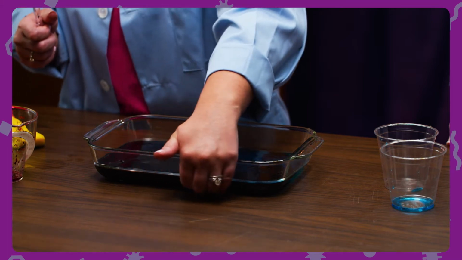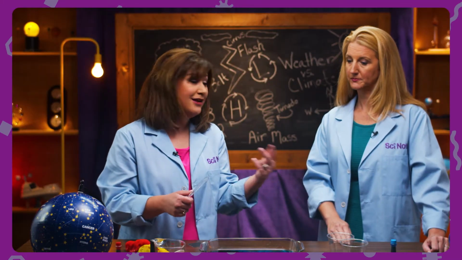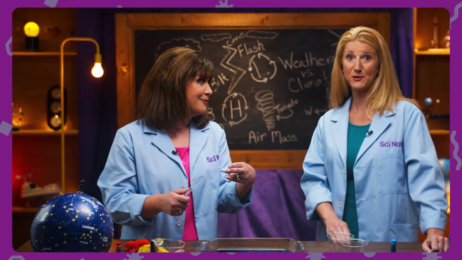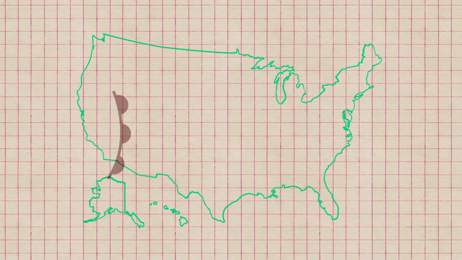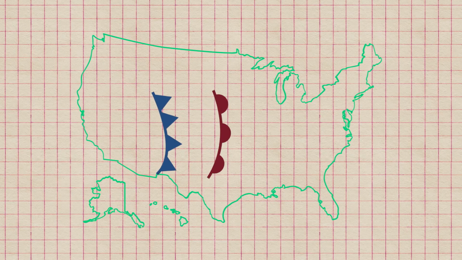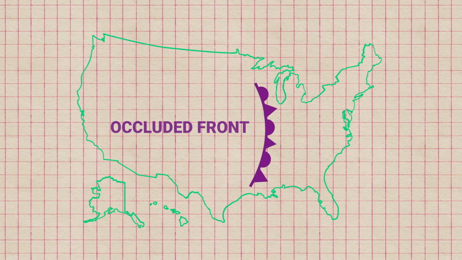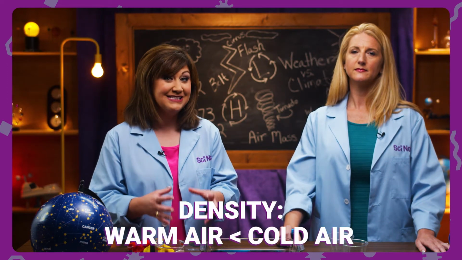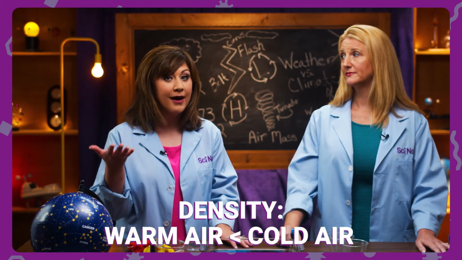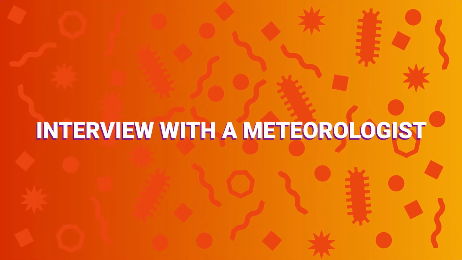That layer in the middle, what happens when you have red and blue together? We're going to get that purple, we're going to get that front where they overtake each other. Yes, just like an occluded front, where that cold air catches up with that warm air and overtakes it. Remember, warm air is less dense than cold air, so warm air is always going to rise.